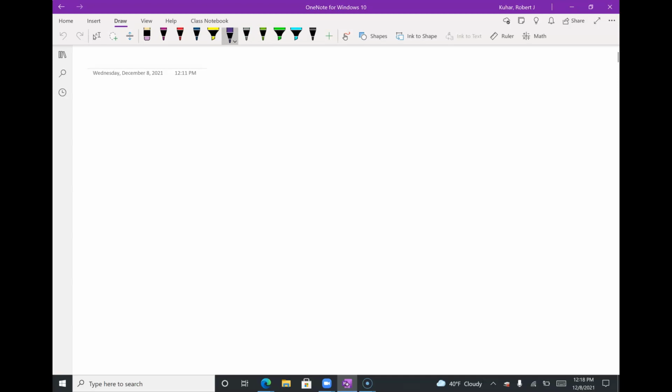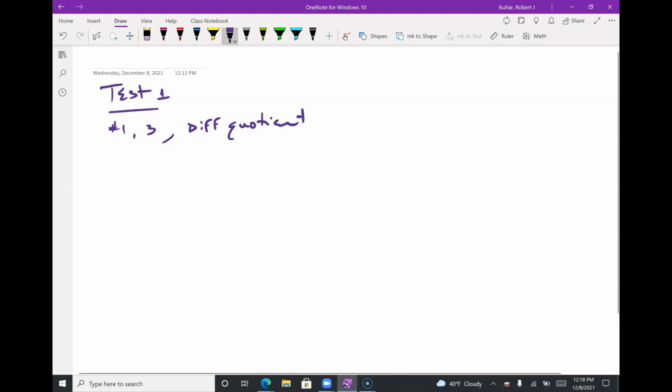So on test 1, I like problems 1, 3, any kind of difference quotient, 9 and 10. On test 2, because question 1 and 2 are difference quotients again, I really like 3, 4, and 5.